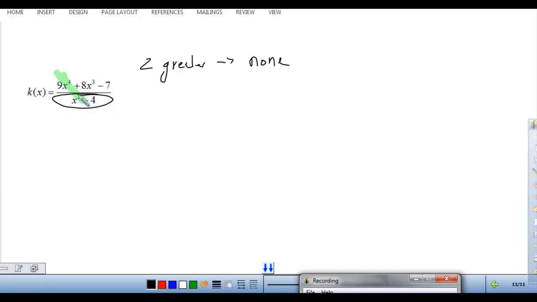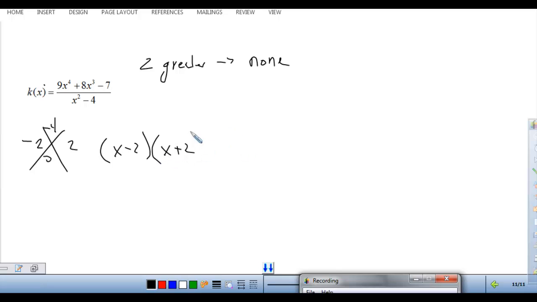Now I do still want to find vertical asymptotes, which this does have anytime the denominator can be set equal to 0. So I'm going to factor it out. Again, this is the difference of squares, x minus 2, x plus 2. So this will have vertical asymptotes at 2 and negative 2.